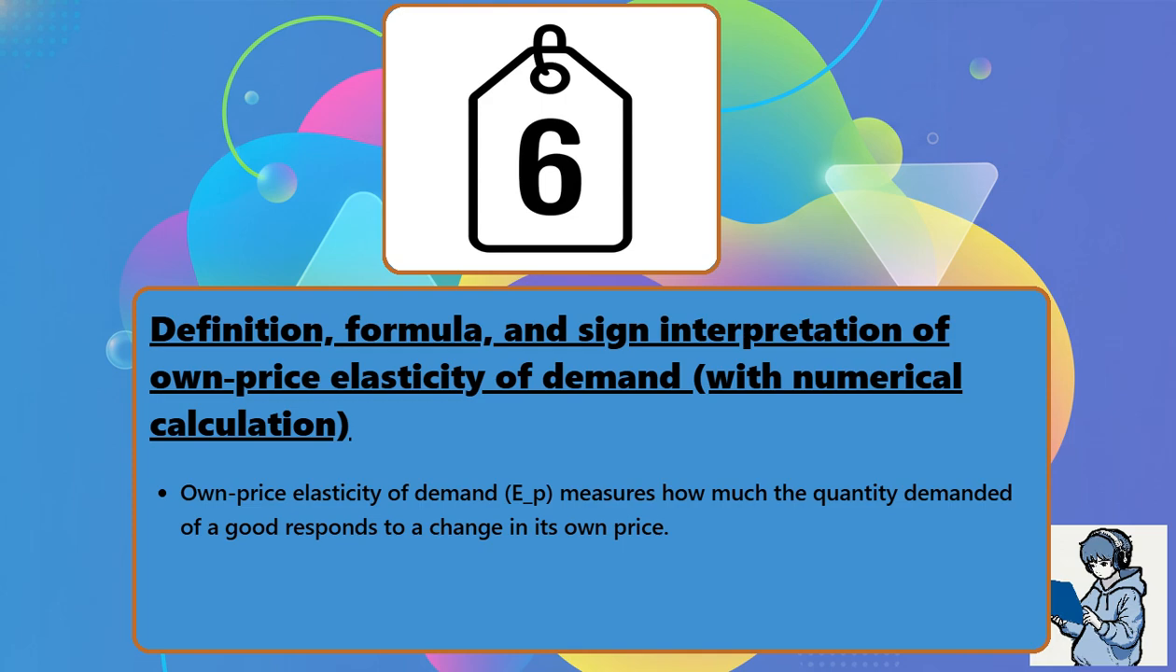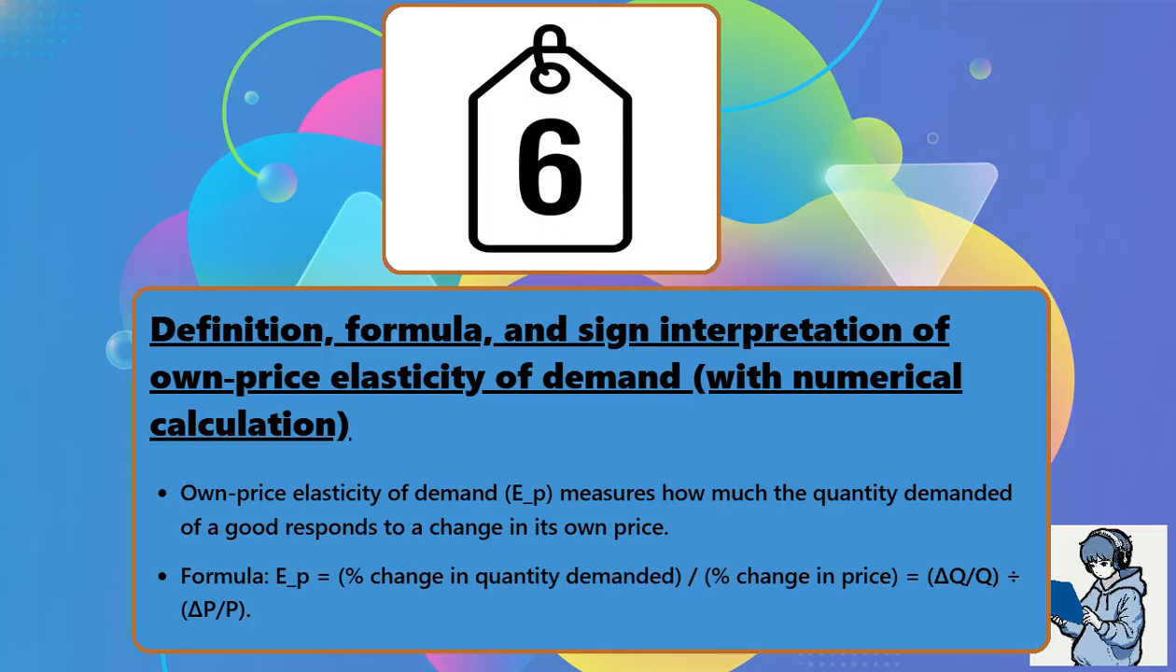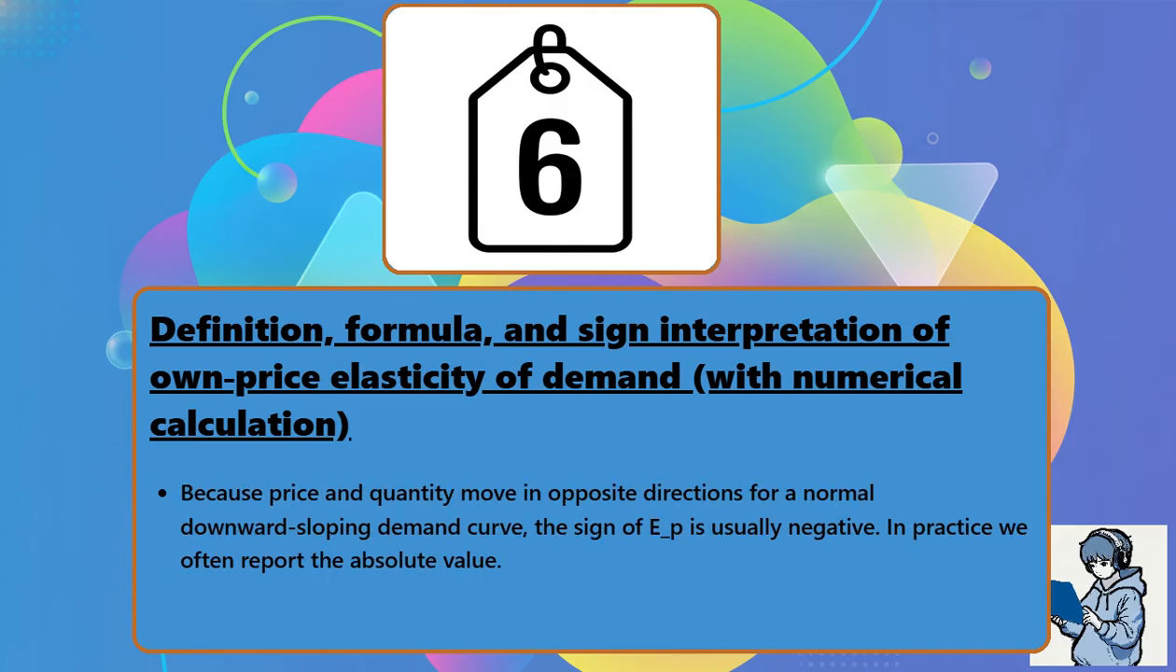Own price elasticity of demand, E sub P, measures how much the quantity demanded of a good responds to a change in its own price. Formula: E sub P equals percent change in quantity demanded divided by percent change in price, equals delta Q over Q divided by delta P over P. Because price and quantity move in opposite directions for a normal downward sloping demand curve, the sign of E sub P is usually negative. In practice, we often report the absolute value.